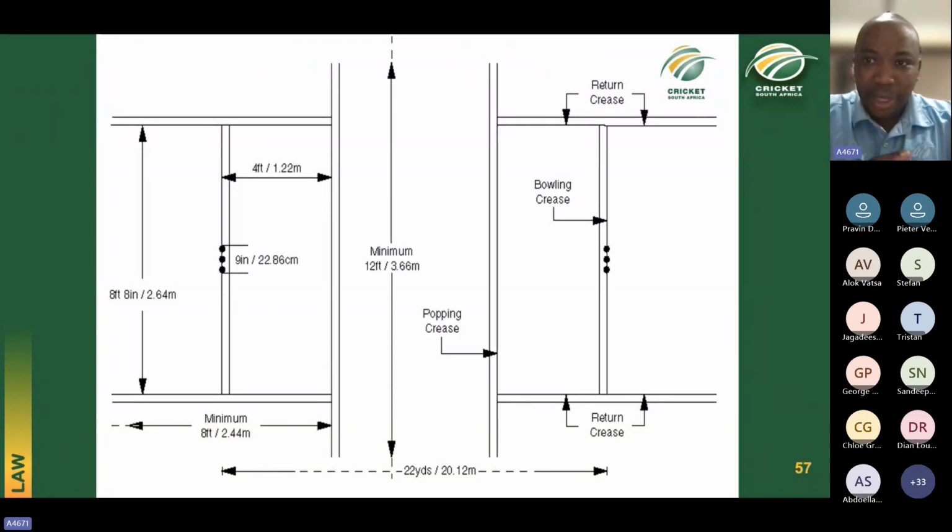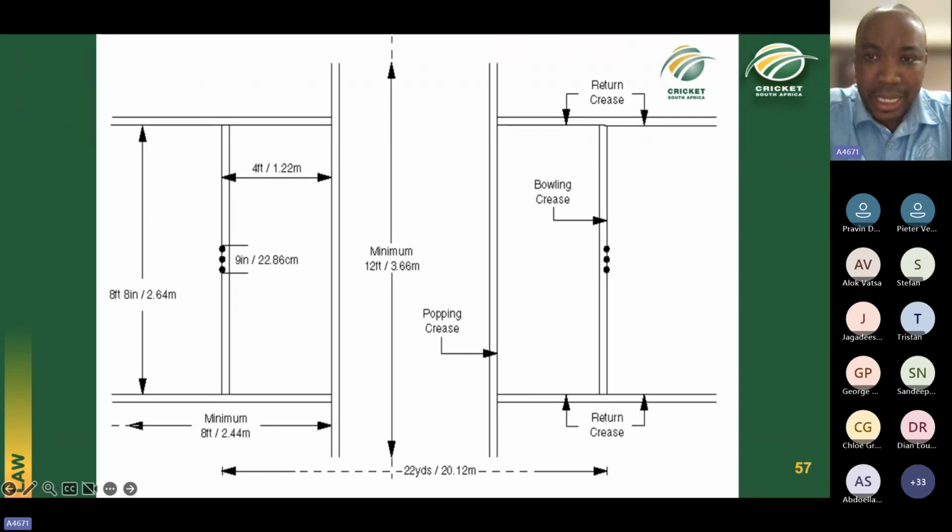So let's have a look at all the creases and all of their measurements. And I can tell you that in the Cricket South Africa Level 1 umpiring exam that you will be attempting online from the 13th to the 23rd of May, the measurements and the names of the creases count for 10 marks in total. So it's a good idea for you to study this graphic and know the names and the measurements of all the creases.